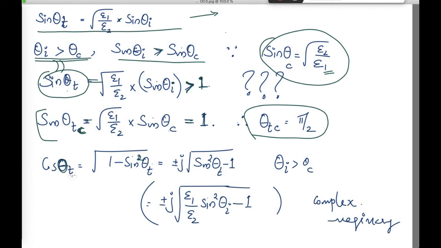Cos theta t is purely imaginary. So you can write this is equal to plus or minus j into root of sin square theta t minus 1. We are taking this in the case where the incident angle theta i is greater than the critical angle.